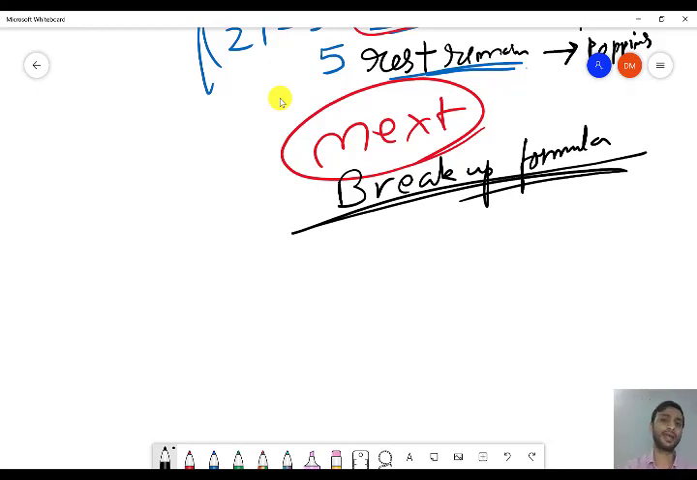So first I will write the breakup formula or solve question number 25 using breakup formula, and then I will make you understand. This is a very important program and it is a little bit trickier, so you have to understand this thoroughly, and it is also very important for your board exam.